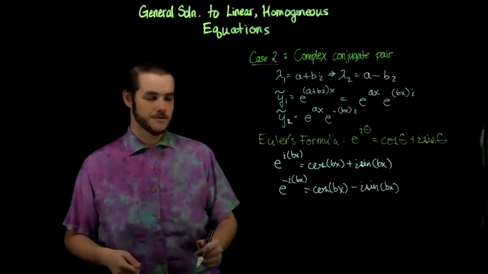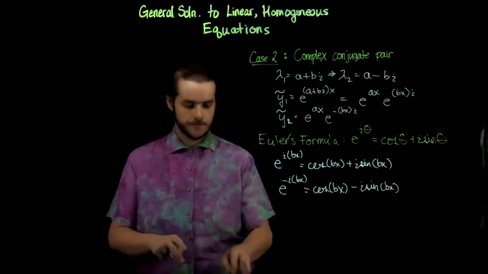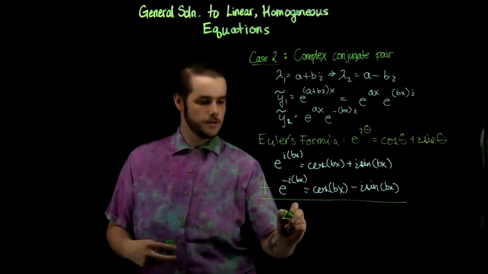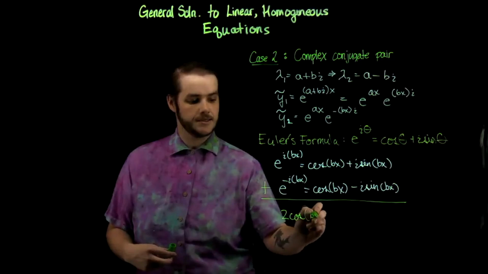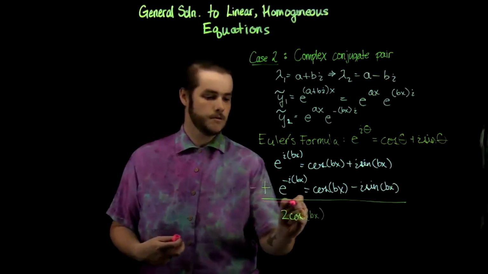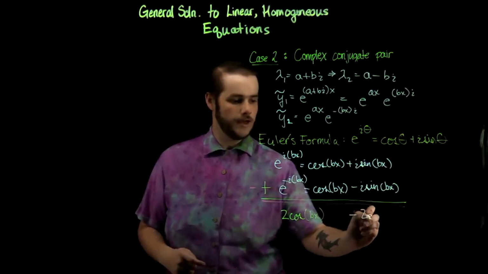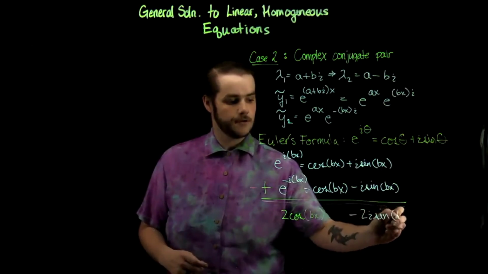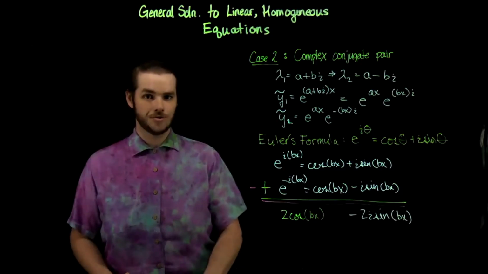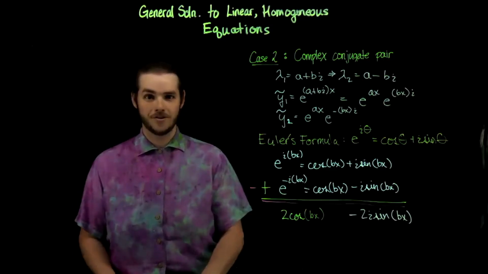And here's the fun part. If I add these expressions together, right? So if I add them up, I get 2 cosine of bx. But if I were to subtract them instead, I will get negative 2i sine of bx. These are also two linearly independent solutions to the homogeneous equation, which is really cool.